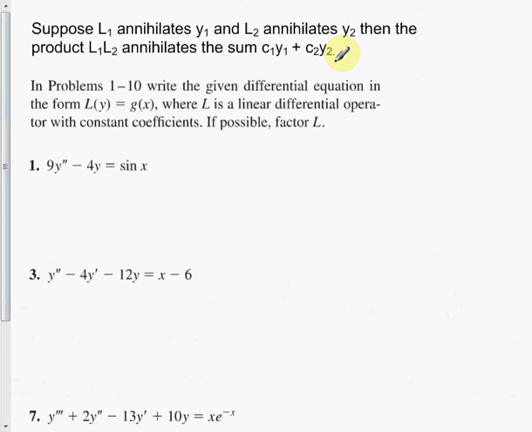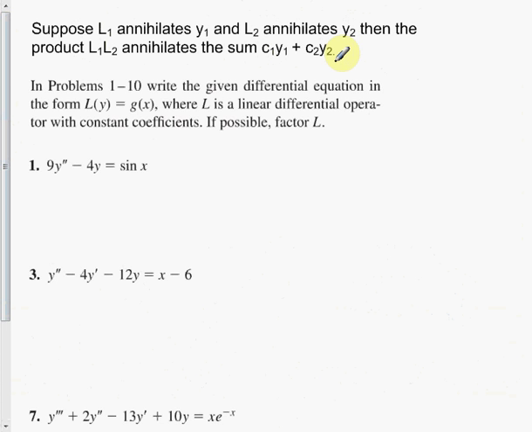So anyway, typically I do prove it to show that, because it looks strange, why would the product annihilate the sum? You would think that the sum of L1 plus L2 would get rid of C sub 1 times y sub 1 plus C sub 2 times y sub 2. You don't see it unless you see that proof. And the proof of it is very simple.